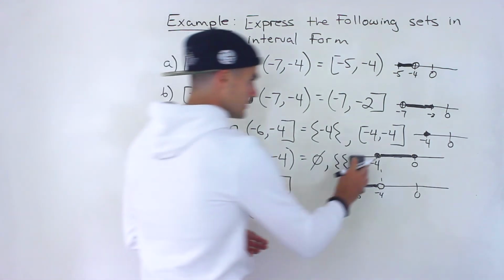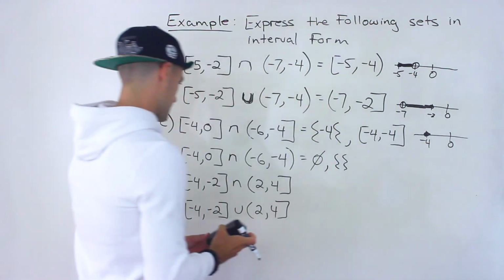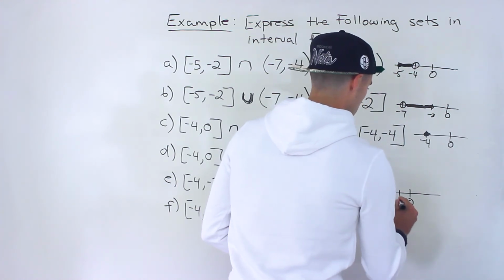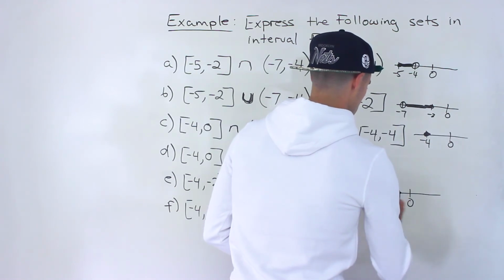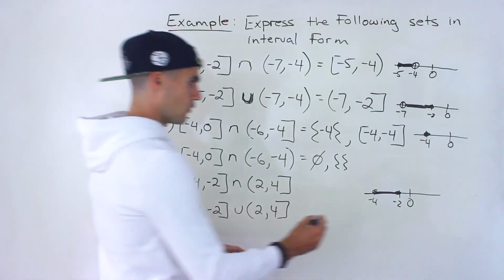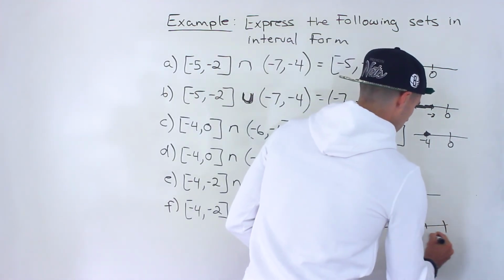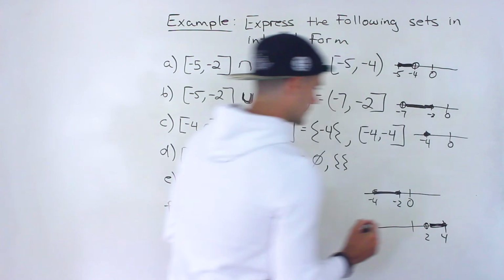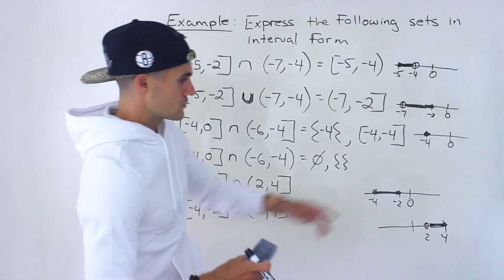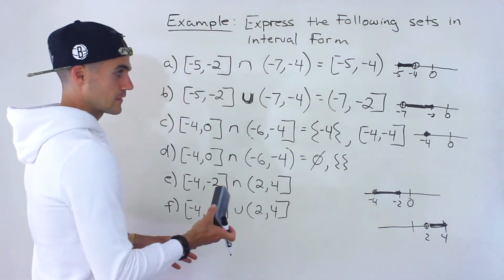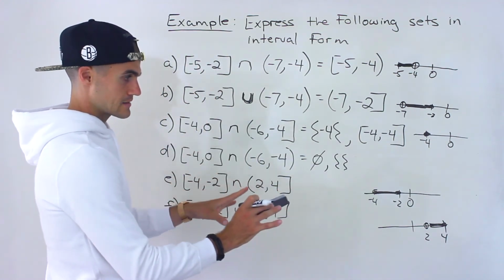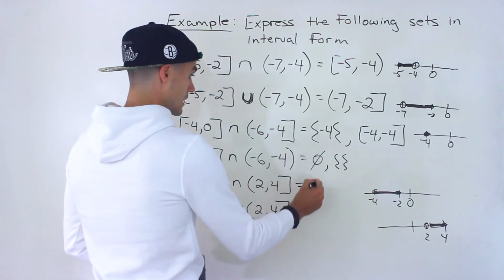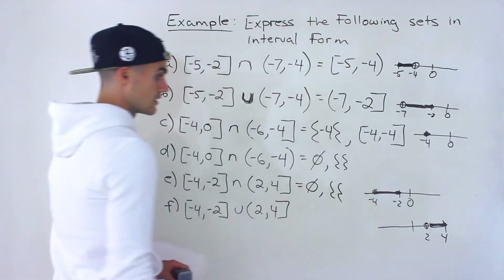And then part E, we got -4 to -2 closed. And then we got 2 to 4, which would be over here. Open, closed, like that. So two intervals that have no overlap at all. Notice how the other ones had overlap. This one has no overlap at all. They're just both different areas on the number line. So the intersection between them, same thing as part D, there is none. So it would just be the null set.